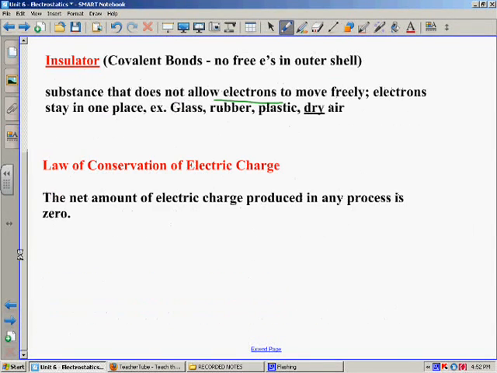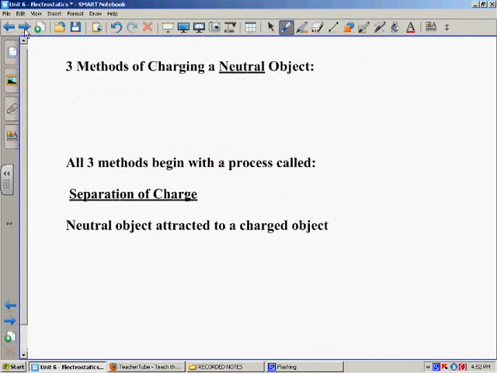The last term you need to have some concept of is the law of conservation of electric charge. And it basically says that you cannot create or destroy charge. If charge is gone from one object, it had to go someplace else. That ends the basic definitions of terms that we need to be looking at and understand.